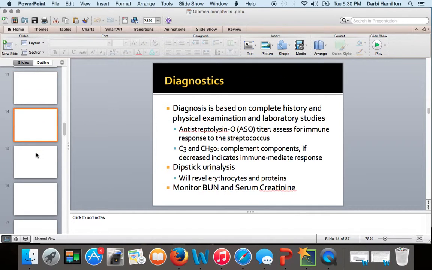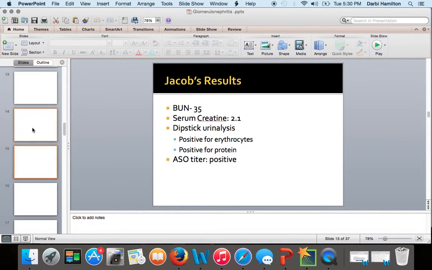Diagnostics. Diagnosis is based on a complete history and physical examination and laboratory studies. An ASO titer is performed and assesses for immune response to Streptococcus. C3 and CH50 are complement components; if decreased, this indicates an immune-mediated response. There's also a dipstick urinalysis performed, which will reveal erythrocytes or protein in the urine, and then they will monitor the BUN and serum creatinine.